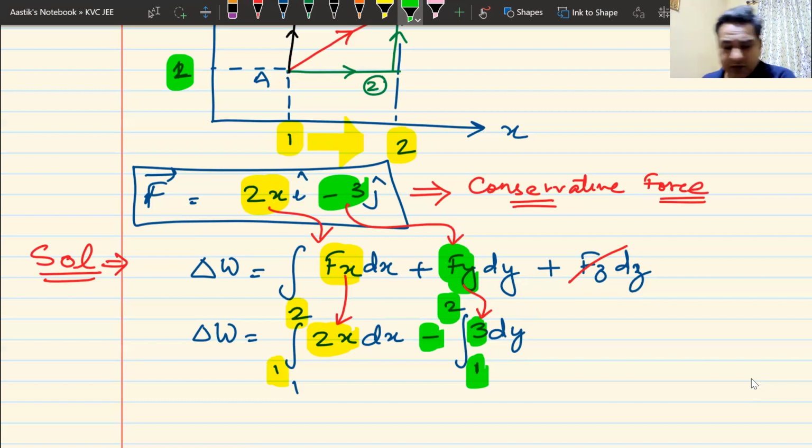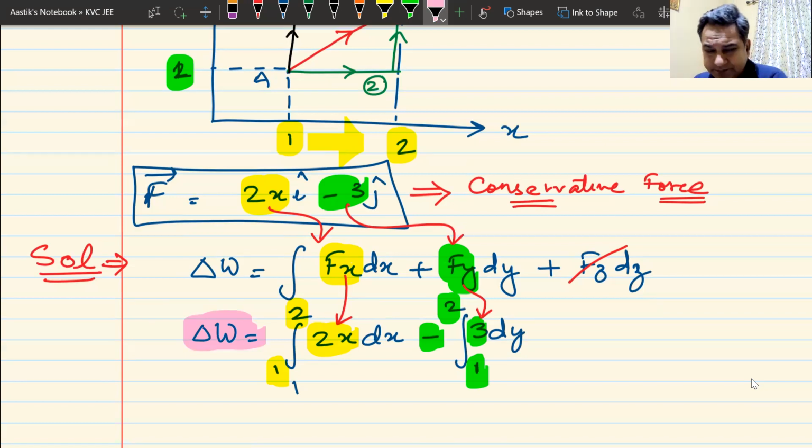Now you can easily calculate the integral. I will not do the integral. You know how to calculate it. If you don't know, then go back to the class and have a look at how to solve this integral. This is the way that you can solve any problem that comes in conservative force. If you understand that the force is conservative, you don't have to look for paths.